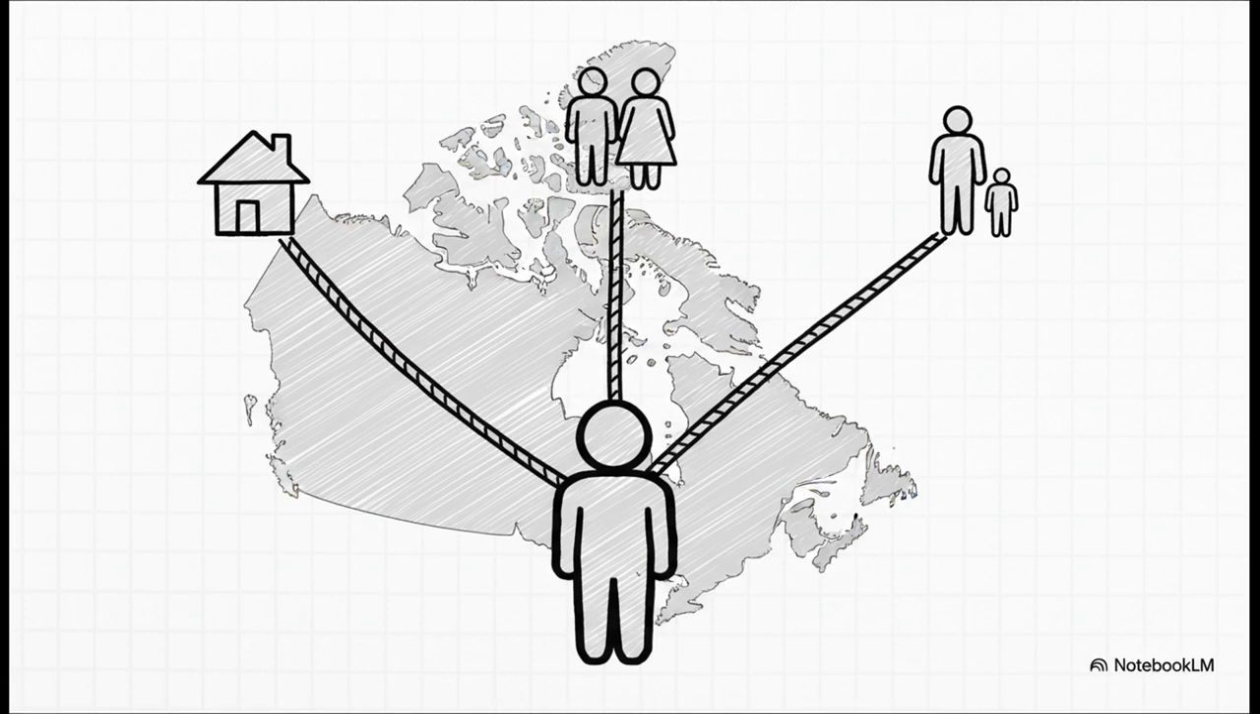Well, unlike some other countries that just use a simple day count, Canada focuses much more on your intent and your significant residential connections. We call these ties. The most important ones, the primary ties, are pretty straightforward. Where is your home? Where does your spouse live? And where do your dependents live? These factors are what the CRA looks at first.